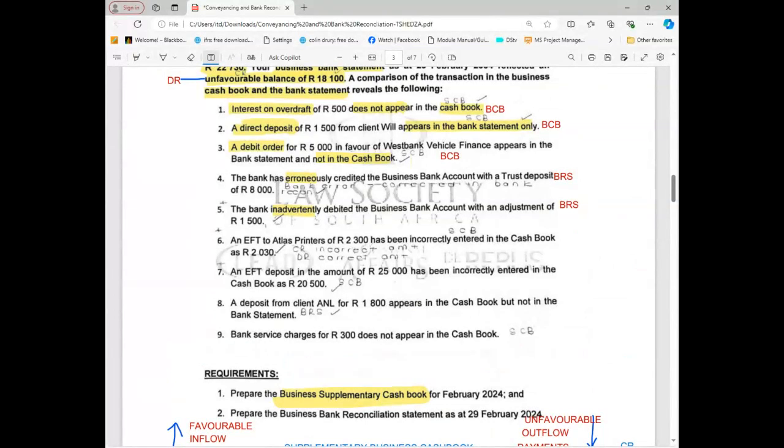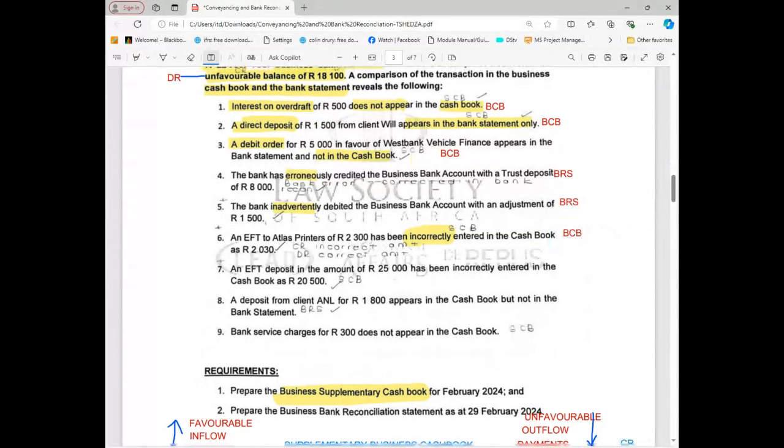Can we go to number 6? We'll come back. Number 6, they say an EFT to Atlas of 2,300 was incorrectly recorded. But who made the error between us and the bank? It was us. So where are we going to correct the error because it's us? In the supplementary cash book. So this one we need to come and rectify.